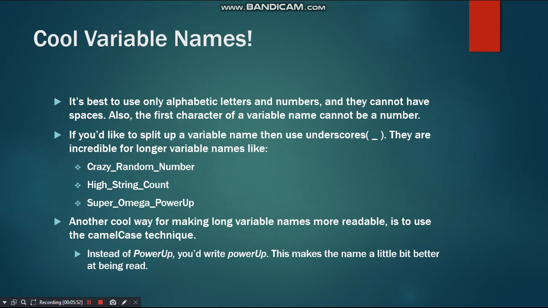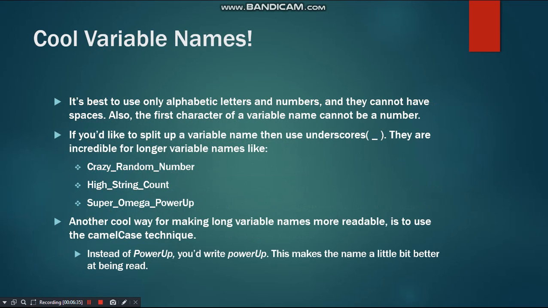All right, so to make cool variable names for your games, programs, anything you're going to do, it's best to only use alphabetical letters and numbers. They also cannot have spaces, or else the computer will separate it and look at it as a different thing, and you will always get errors. Also, the first character of a variable name can never be a number. It can be an underscore, it can be the letter J, but it cannot be a number. If you'd like to split up a variable name, then use underscores. They're incredible for long variable names like crazy_random_number, high_string_count, super_omega_power_up.